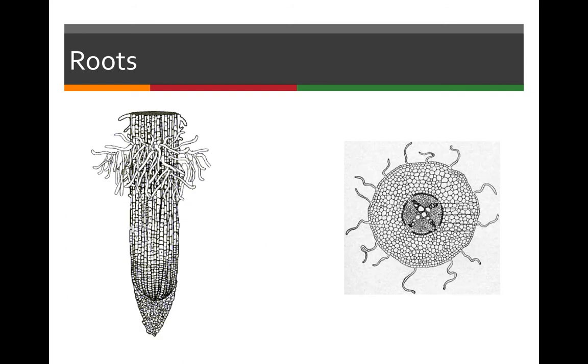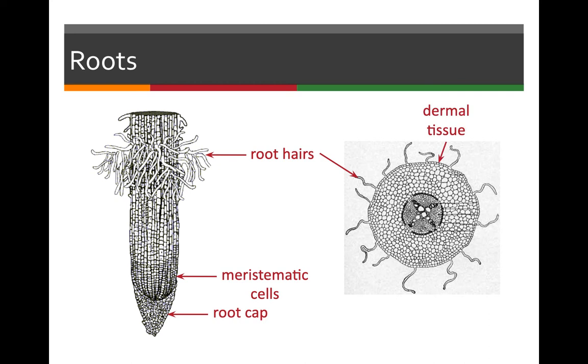So here's some images of a root, right? And in the one image, you can see that root cap at the bottom, and then the meristematic cells, which are dividing and making the root longer right in behind that. And then you've got the root hairs all over the root. And in the cross section, you can see those root hairs. They're extensions of the dermal tissue along the outside. And we've got the ground tissue and the vascular tissue in the center.